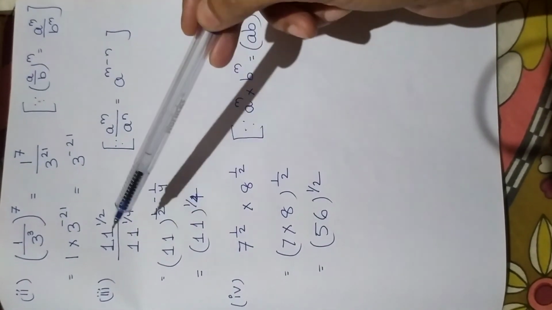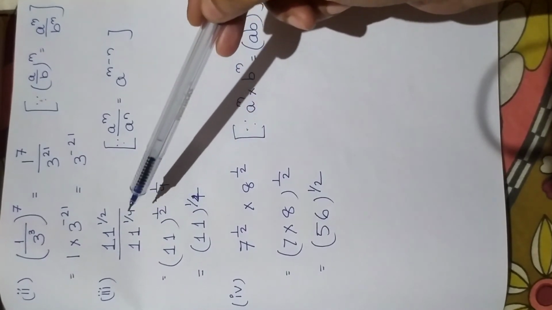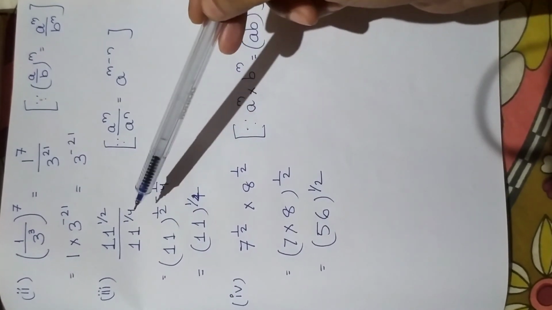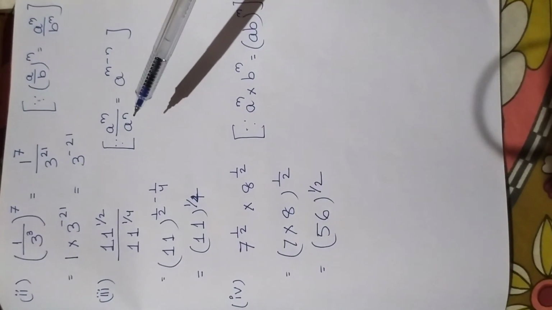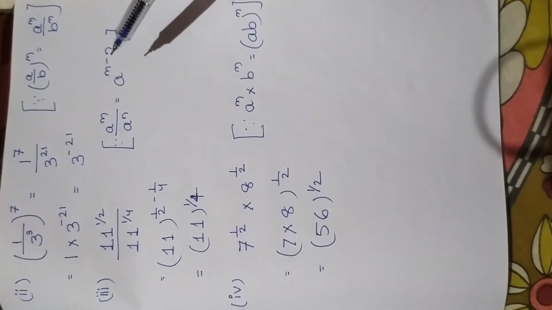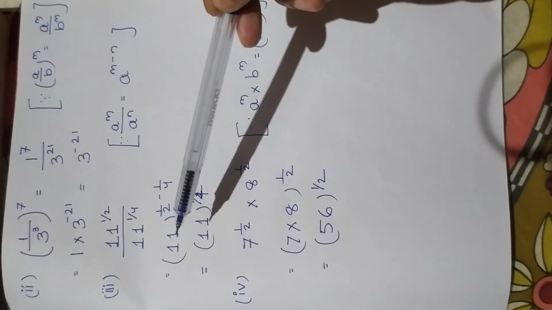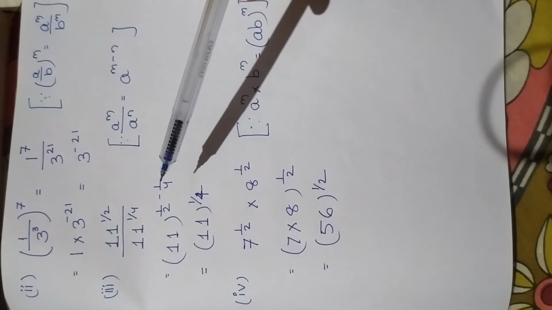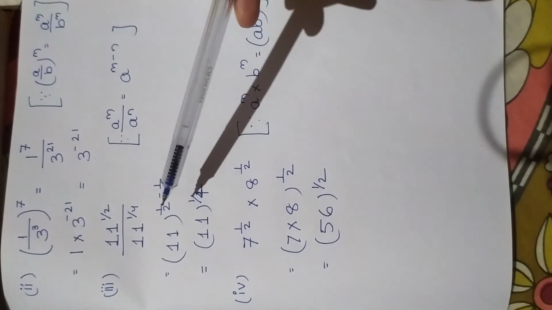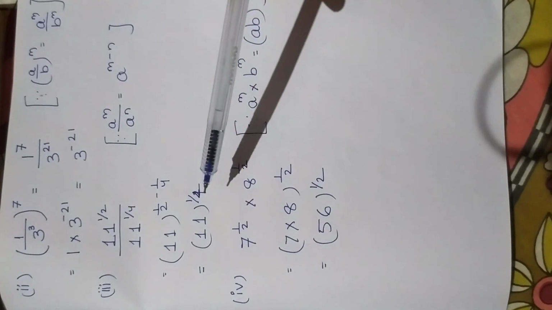Coming to bit 3, it is 11 to the power 1 by 2 divided by 11 to the power 1 by 4. So it uses the identity a to the power m divided by a to the power n is equal to a to the power m minus n. Two powers will be subtracted. So base 11 remains constant and 1 by 4 will be subtracted from 1 by 2. Ultimately, it will be 11 to the power 1 by 4.